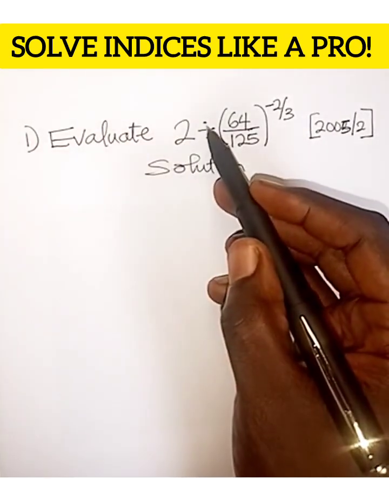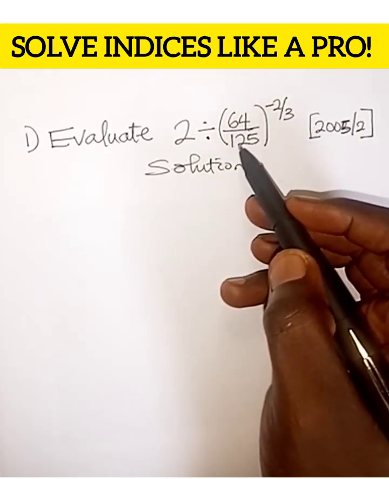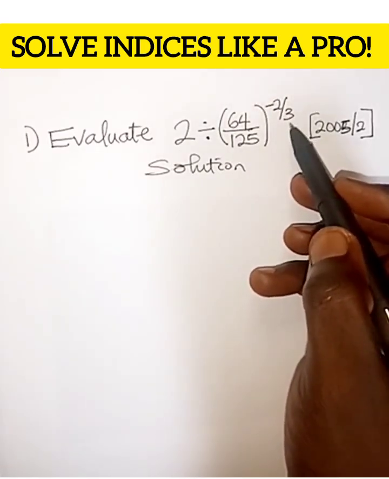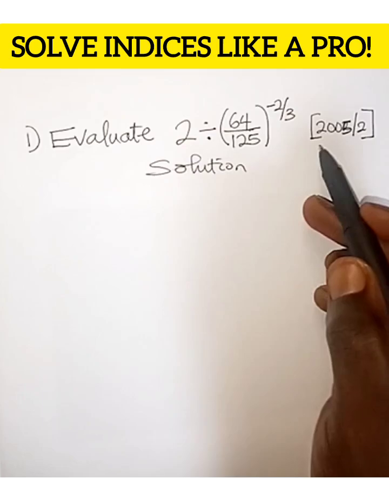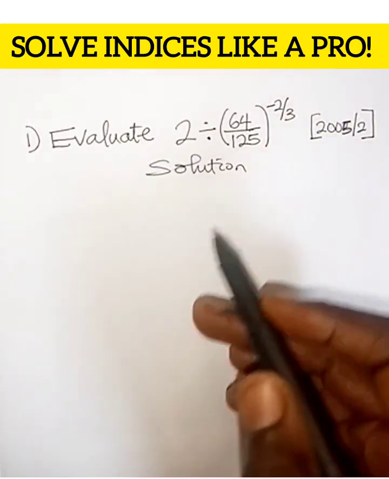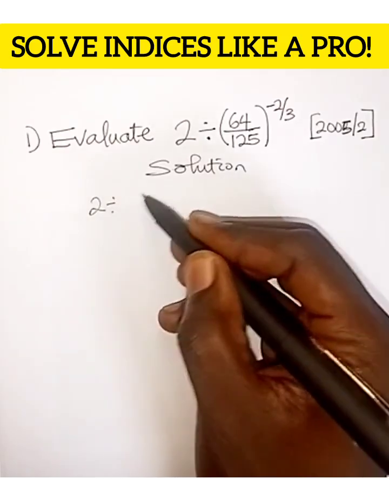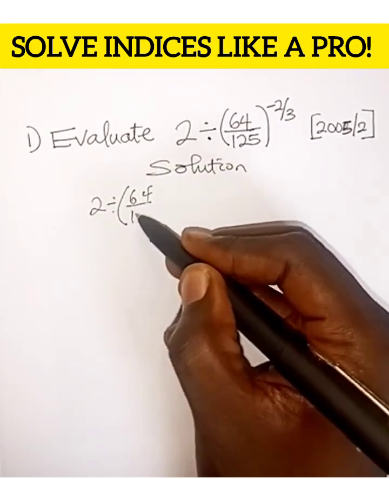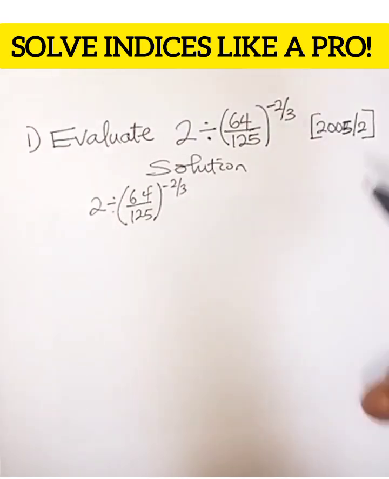Evaluate 2 divided by (64 over 125) everything raised to the power negative 2 over 3. This is a WAEC question from 2005, theory question 2. So let's solve this problem. We have 2 divided by 64 over 125 raised to the power negative 2 over 3.